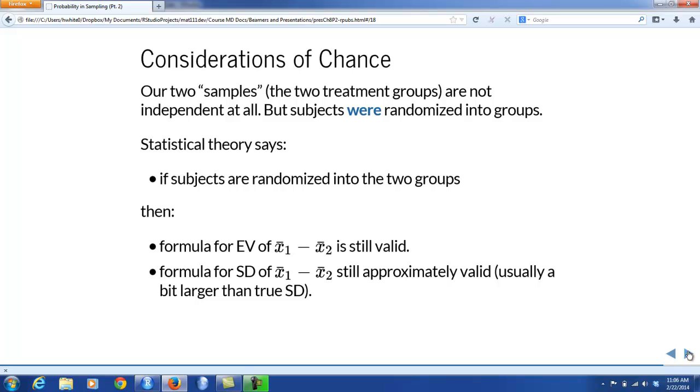Now, statistical theory says that as long as the subjects are randomized into the two treatment groups, then the formula for the expected value of the difference of sample means is still valid. The formula for the standard deviation of the difference of sample means is also still approximately valid, but it's usually a bit larger than the real standard deviation. The larger the treatment groups are, the less that difference is going to be. So even when we're doing a randomized experiment on a relatively small number of subjects who aren't representative of some larger population, we'll still let ourselves use the formulas for expected value and standard deviation that we've already learned.